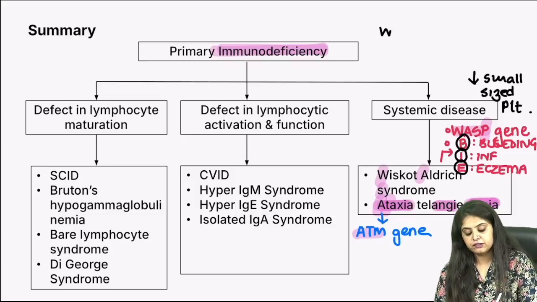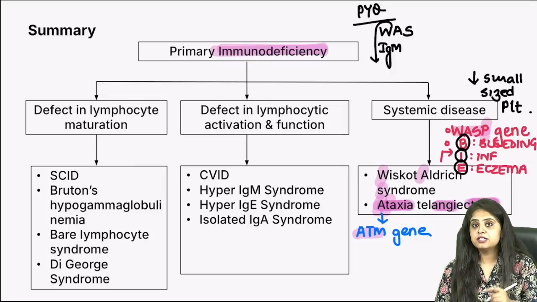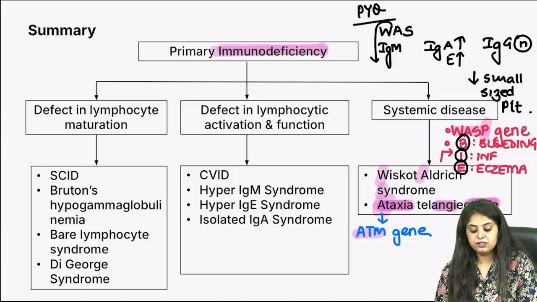One more question for Wiskott-Aldrich syndrome, which is a previous year question, is going to be the immunoglobulin profile. I had told you W ulta karo. So what goes down? IgM is going to go down. So there's a decrease in IgM, and all the other antibodies like IgA and IgE are going to increase. But what is going to remain normal? IgG is going to remain normal.